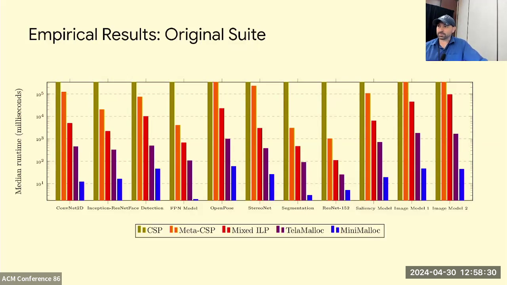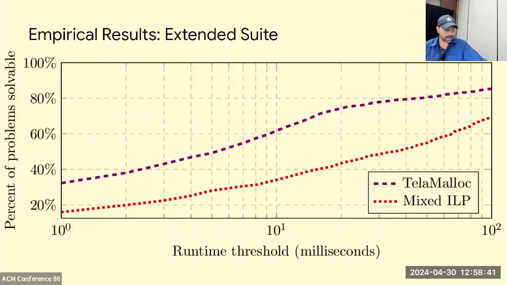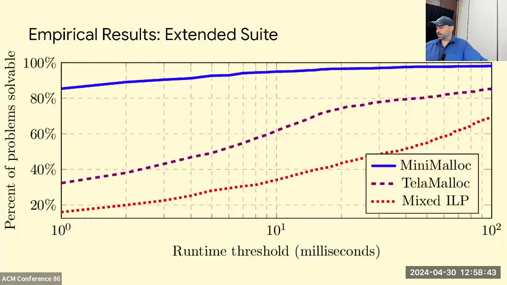Of course, these are just 11 problems. I think they span actually quite a few different kinds of models like image and language and ResNet. But it's just 11. So we looked at a broader set of benchmarks, I think about 1,000. And here what we're showing is the number of milliseconds it takes to solve, and then the number of problems or the percent of problems that you can solve at that time.